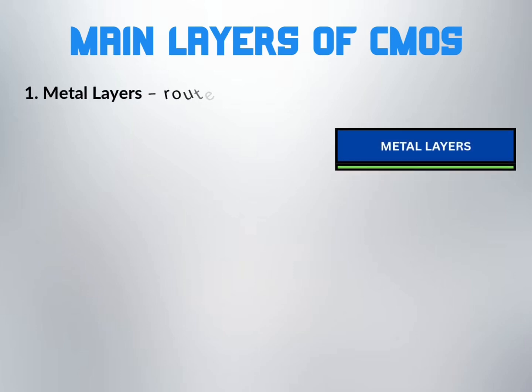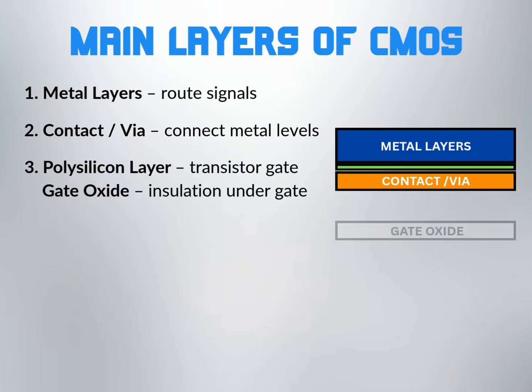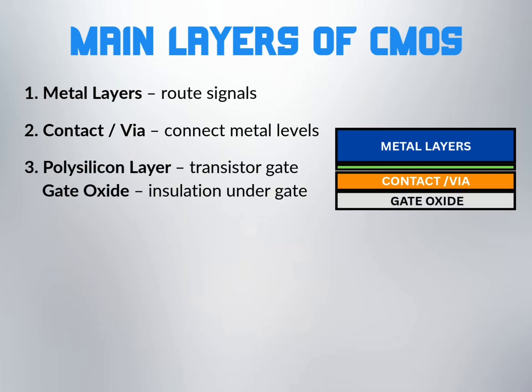Next, let's go through the main layers inside CMOS from top to bottom. At the very top, we have the metal layers. These act like wiring to route signals around the chip. Below that, there are contacts or vias, which connect the metal to the layers below. Then comes the polysilicon layer. This forms the transistor gate.